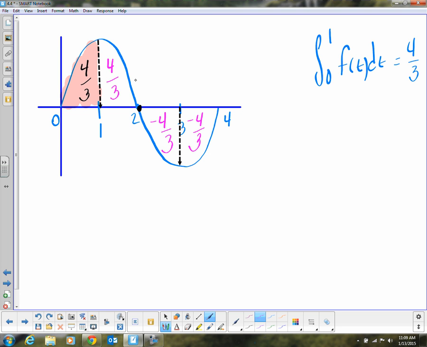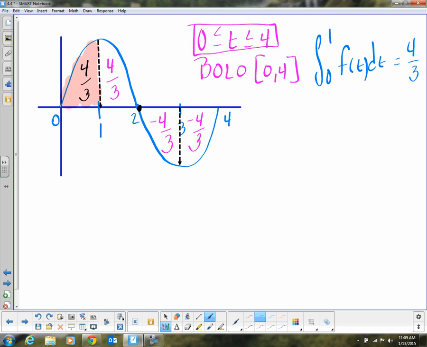All right. Now, notice that it has 0 less than or equal to t less than or equal to 4. This is a bolo. What's bolo? Be on the lookout. Okay? When you see this, that is a closed interval 0 to 4. That means we do not go past 0 and we do not go past 4. Understood? Okay, there should be no arrows on these graphs.